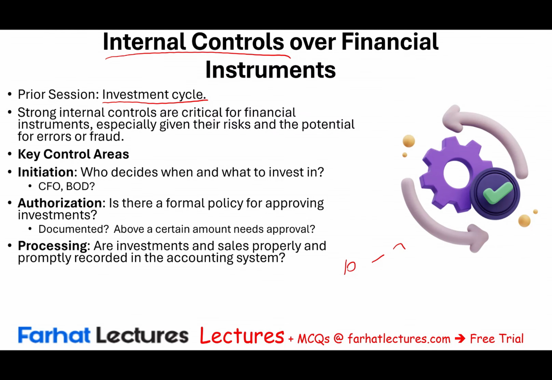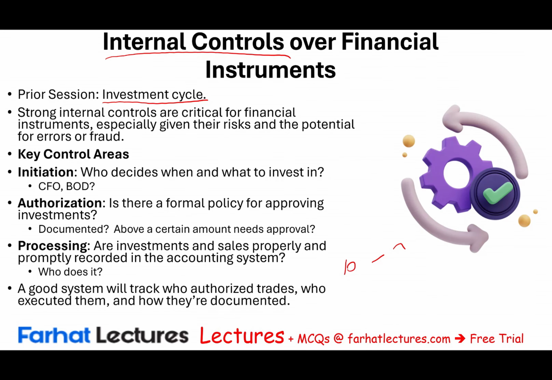After initiation and authorization are approved, what we need to do is processing. Are investments and sales properly and promptly recorded in the accounting system? Who is responsible for making sure we are journalizing and recording in the general ledger what needs to be recorded, so the transactions are captured? It's the processing part. A good system will track who authorizes the trade, who executed it, how it is documented, and how it is recorded. By looking at these areas of the internal control, we have a good idea that we are accounting for everything. We know who did it, when, how, and it's recorded.